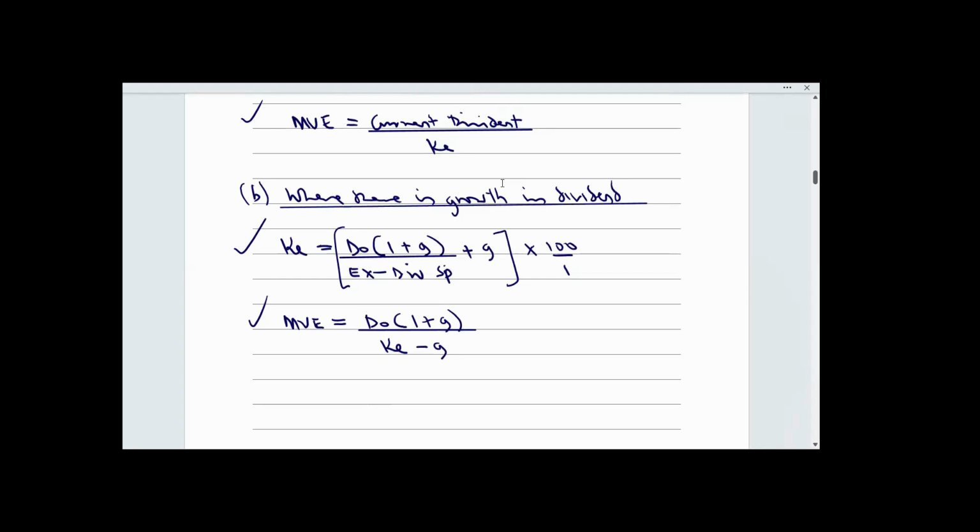Now, before we talk about growth rates and how to estimate growth rates, you need to understand what is cum-div share price and what is ex-div share price. So that's the next thing we want to talk about.